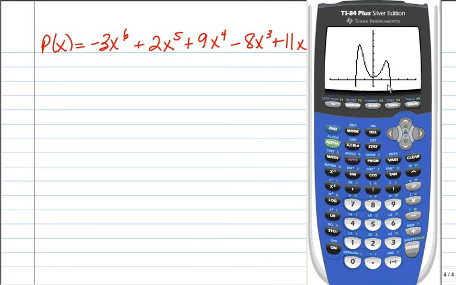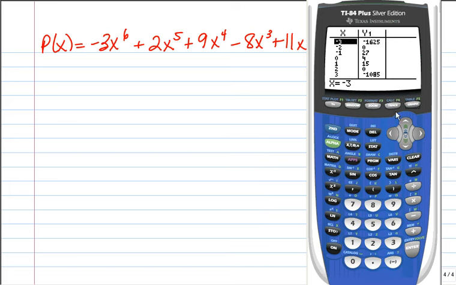So what are those intercepts? Well, you can actually see that from the table. Notice at -2 and 2 we have a y value of 0. So we know that our zeros are -2 and 2.